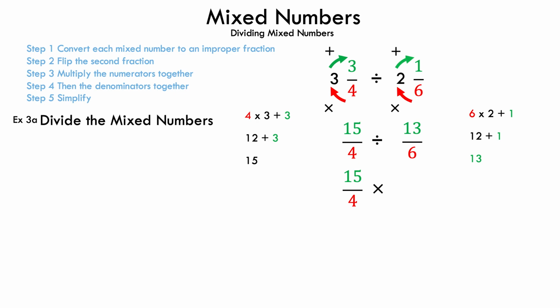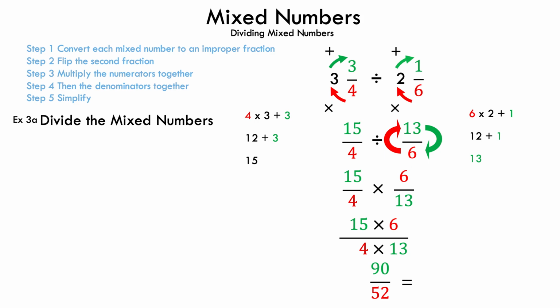Now let's begin the process of flipping the second improper fraction. So we flip the sign from division to multiplication, and now we flip 13 over 6 to 6 over 13. And now we write the two fractions so that there's only one division bar, and that is 15 times 6 on the top and 4 times 13 on the bottom. And that gives us 90 over 52, because 15 times 6 is 90 and 4 times 13 is 52.